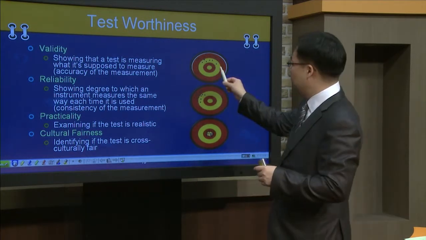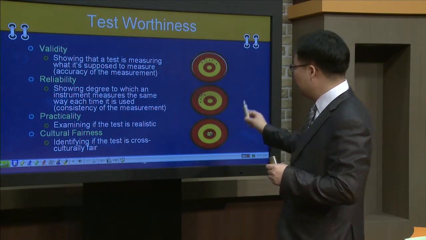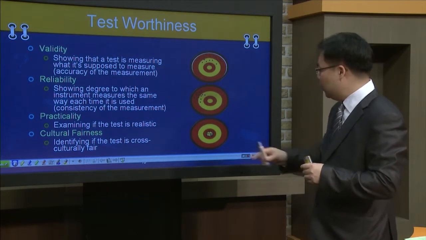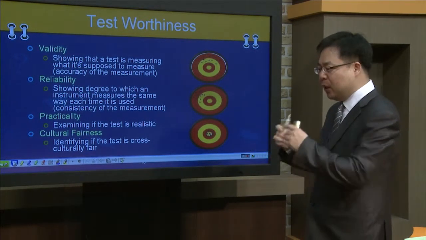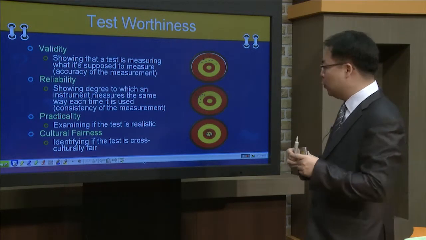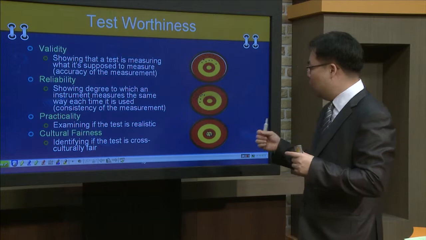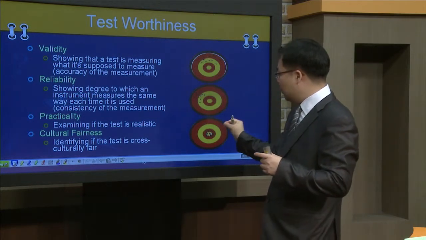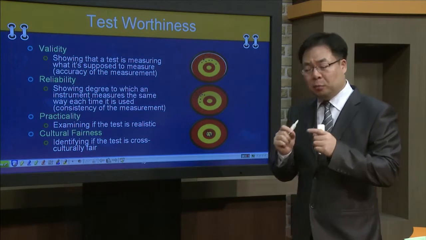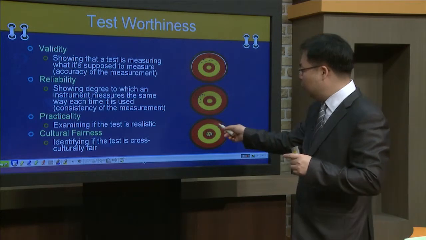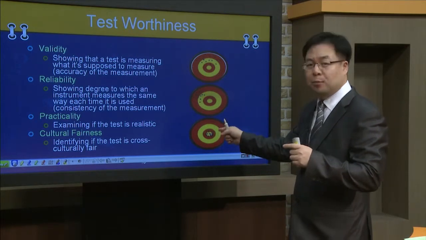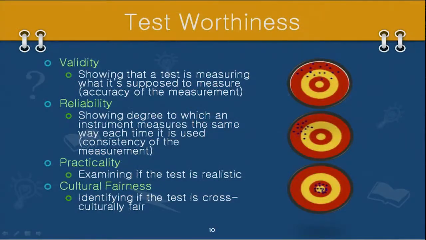The first picture here, and second and third. Let's take a look at the third. The center of the target is the point that we want to measure. In this case, the dart hit exactly the point it is supposed to target, so it shows high validity. And all the other dots around here are in about the same spot, so very consistent. So this picture shows very high validity and high reliability.